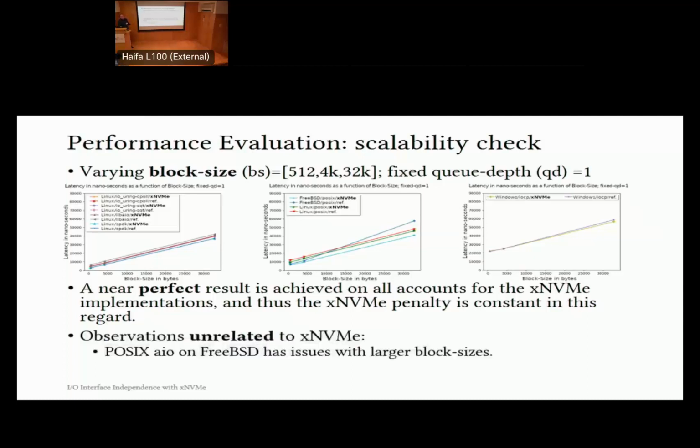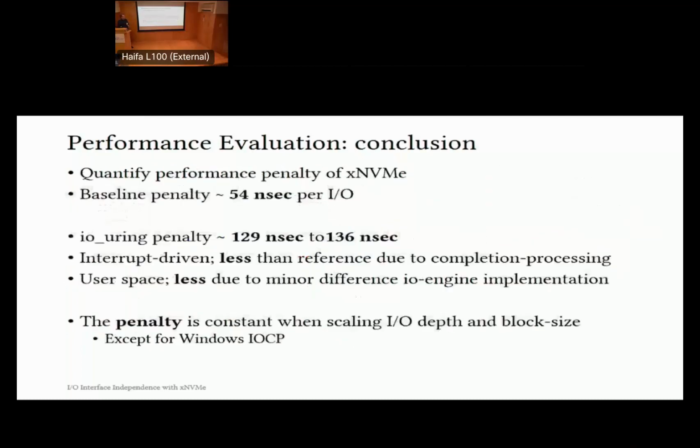All right, so the conclusion on the performance. We have a baseline penalty of 54, and it's 129 to 36 on io_uring. For the interrupt-driven stuff, it's actually less, and the same for the user space driver due to a change in the I/O engine. And otherwise, the penalty is constant.